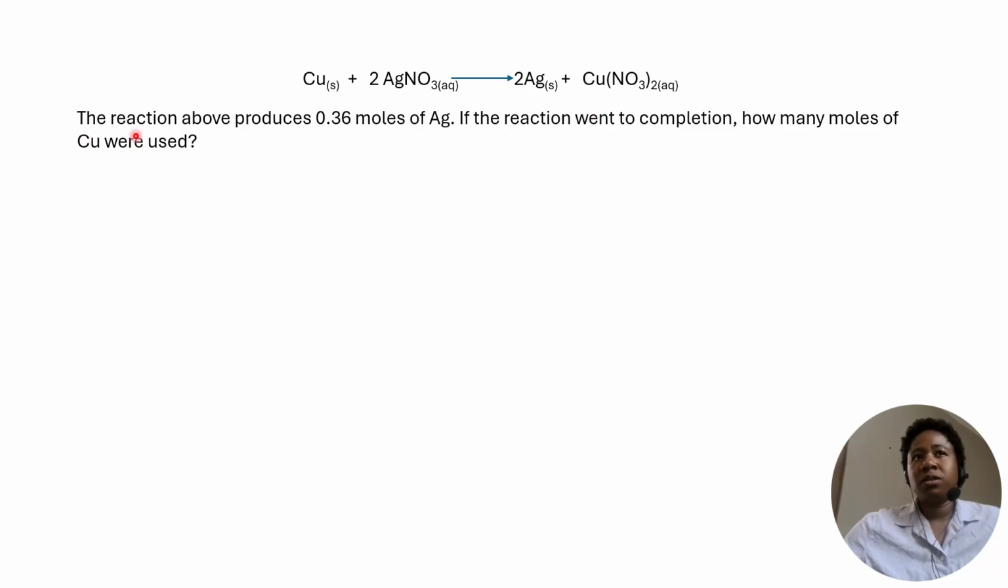The question reads, the reaction above produces 0.36 moles of silver. If the reaction went to completion, how many moles of copper were used? So we want to first establish the stoichiometric relationship between copper and silver. And the equation tells us for 1 mole of copper, we produce 2 moles of silver. So you want to write that down because we don't want to forget that.